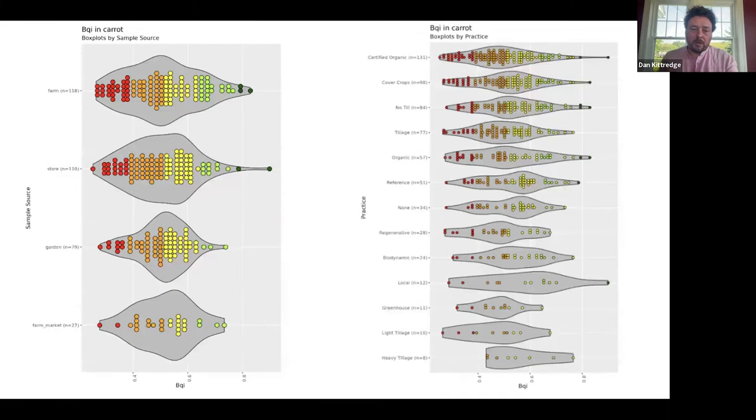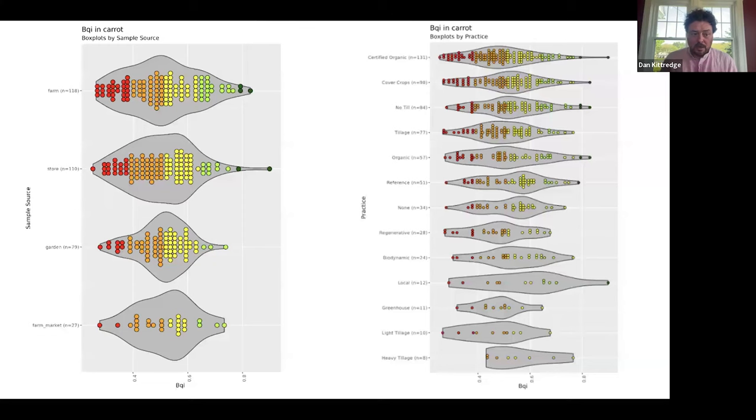All right, so on the left, box plots by sample source. On top, we have farm. Those are from people who grew their own crops and sent them into the lab. Again, a lot of people in the bottom 20th percentile, but even more in the 20 to 40, 40 to 60, 60 to 80, a couple in the 80 to 100. But just because you grew your own carrots didn't mean that you were growing good carrots.